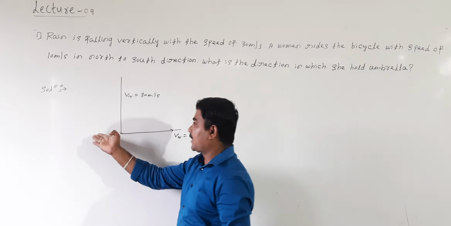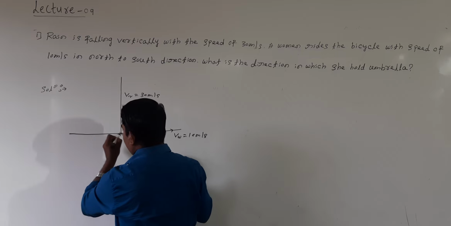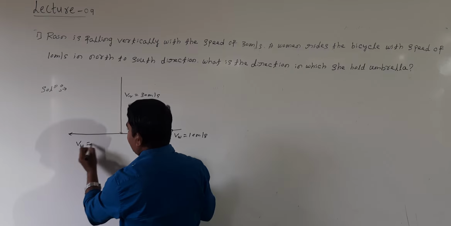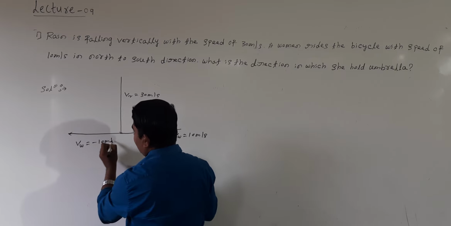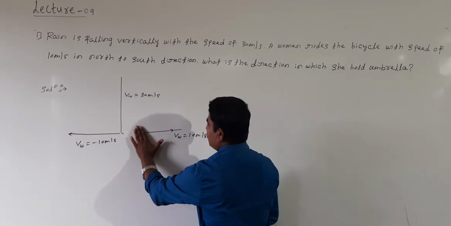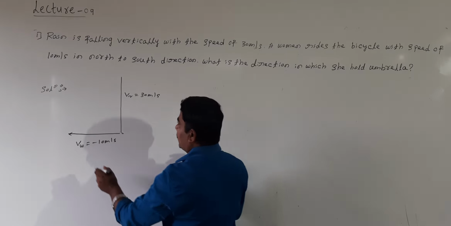I will take a negative vector, or arrow. How to take the negative vector here? This is the negative vector. This is nothing but the woman's speed: minus 10 meters per second in the negative direction. Then I remove this. Then how to take the relative velocity?